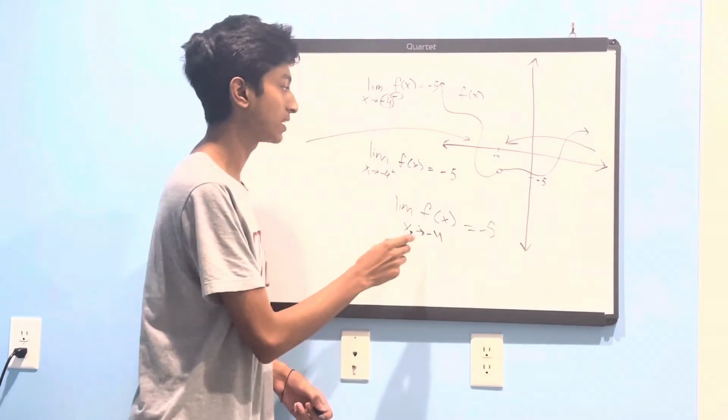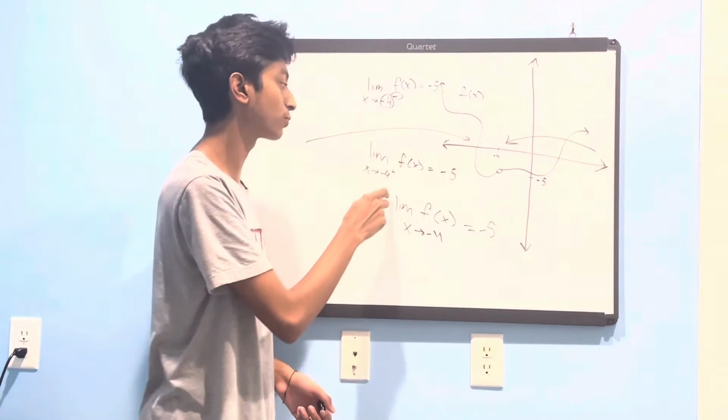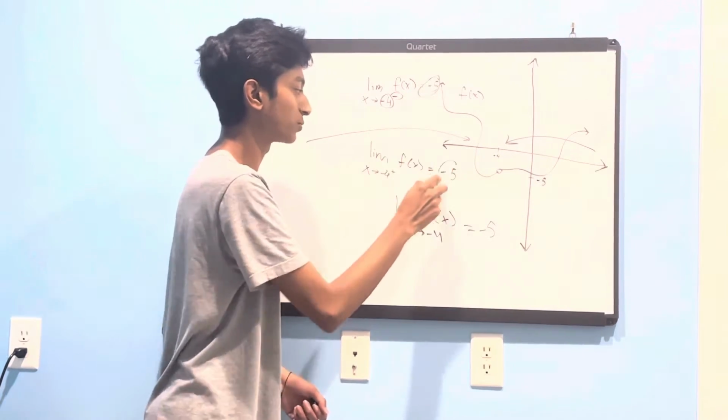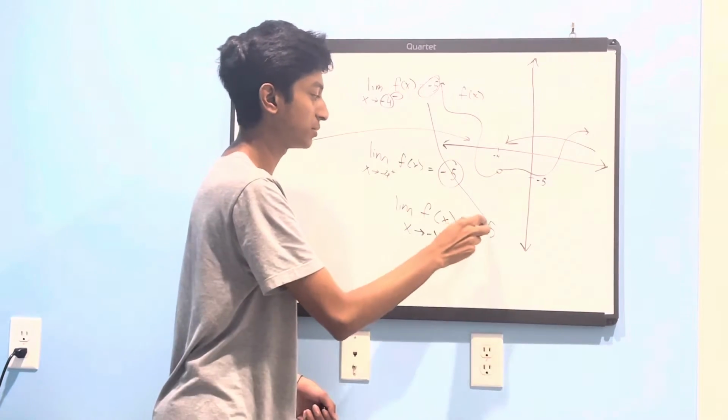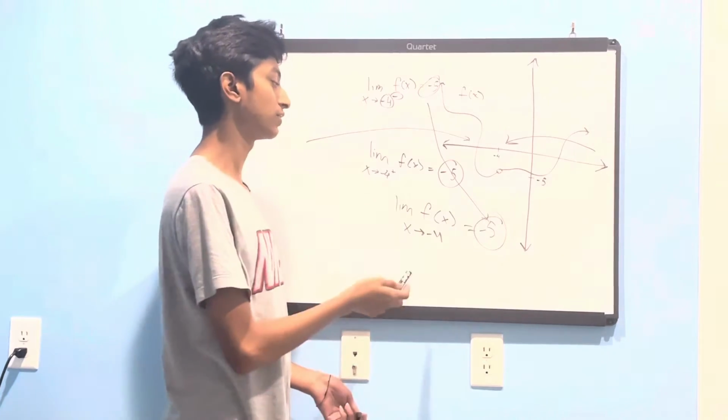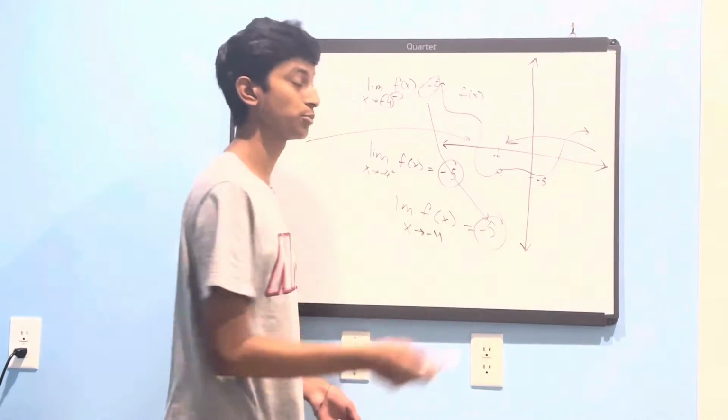And how we could also tell this is we can find the limit from the left and the right. And if the limit from the left is equal to the limit from the right, then that would just be -5. It would be the same thing, and also you would prove that there is a limit at this point.